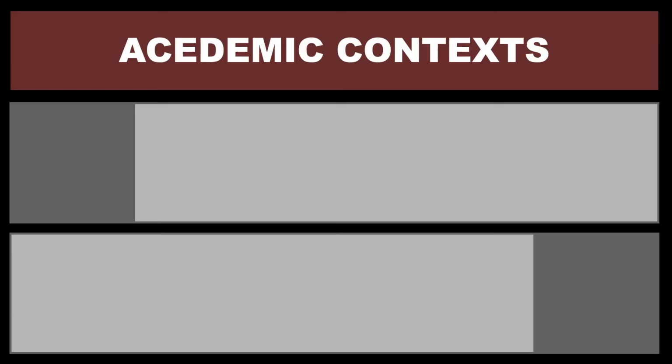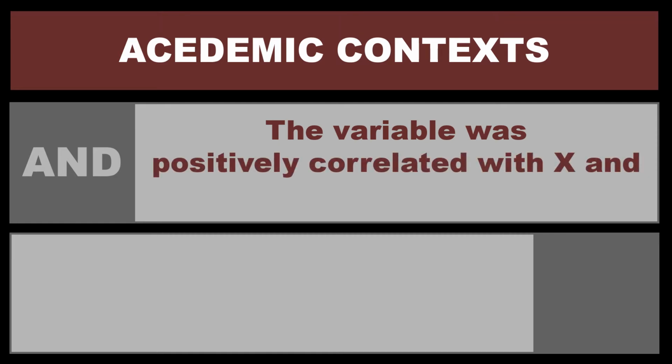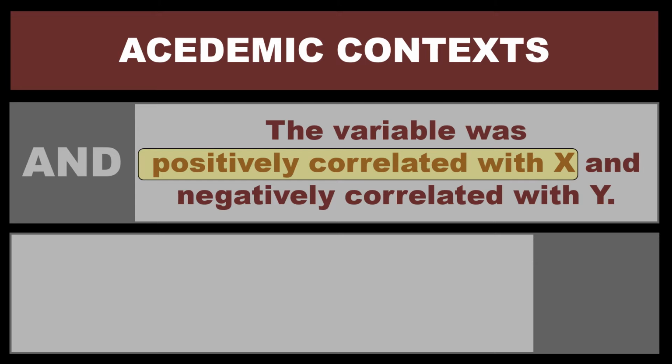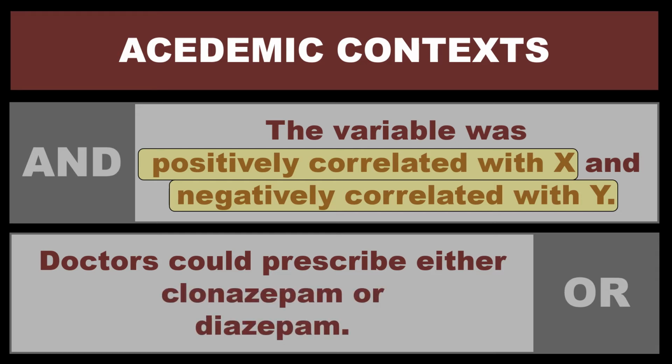How might these differences manifest in an academic context? Well, let's say we're using the word "and" and we say the variable was positively correlated with X and negatively correlated with Y. Now, in this context, the reader sees that the variable has two features. It is positively correlated with one phenomenon and negatively correlated with another phenomenon. And these two are mutually inclusive to each other. In contrast, if we're using "or," we might say doctors could prescribe either clonazepam or diazepam. Now, in this context, the doctor will prescribe one or the other, but they will not prescribe both.